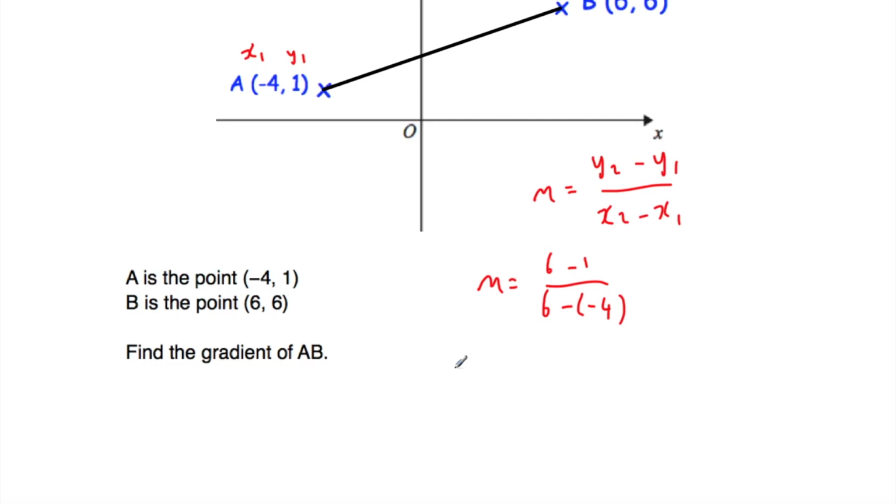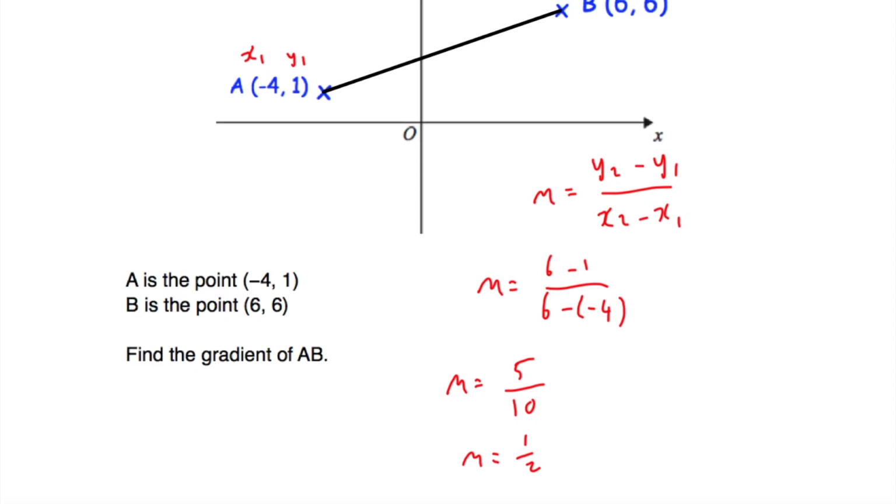So now let's work this out. So m is equal to 6 minus 1, that's 5, and then 6 minus minus 4, well, that's going to be 6 plus 4, which is 10. So we've got 5 divided by 10, and we can cancel that down to be equal to a half. So the gradient of the line AB is equal to a half. And that's it. So you could use either approach, and actually both of them are quite straightforward.